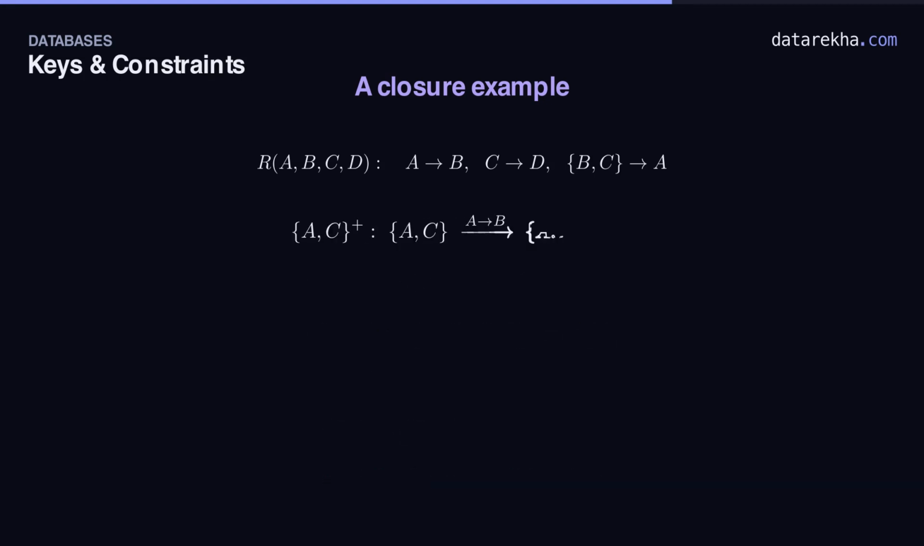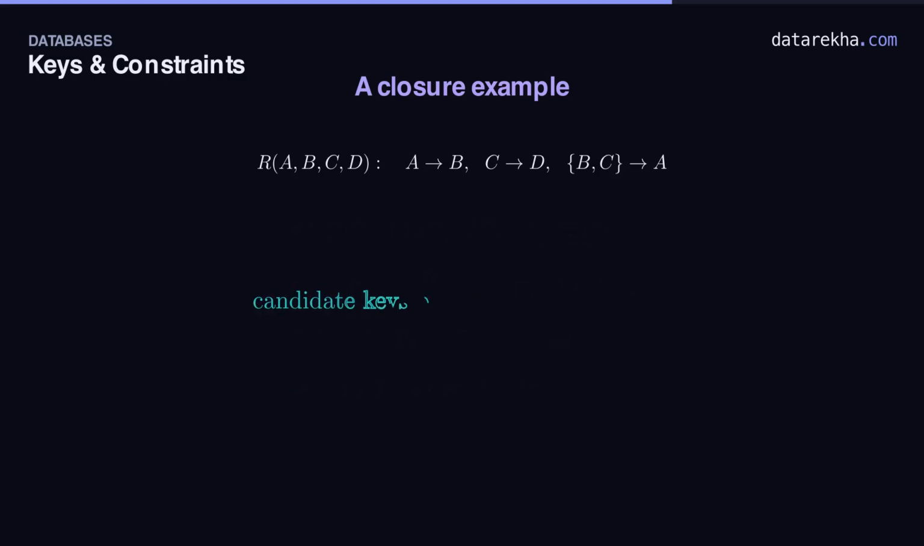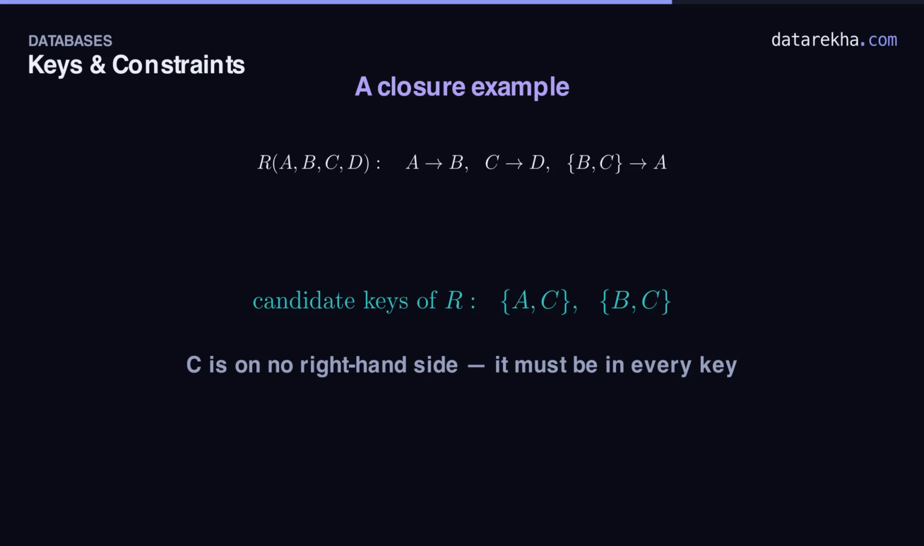There is a second one hiding, A and C. A gives B, so we have A, B, C. Then C gives D, all 4 again. And its halves, A alone and C alone, each fall short. So A and C is a candidate key too. So R has exactly 2 candidate keys, A C and B C. Notice C sits in both. It appears on no right-hand side, so nothing can ever derive it, and every key must carry it.